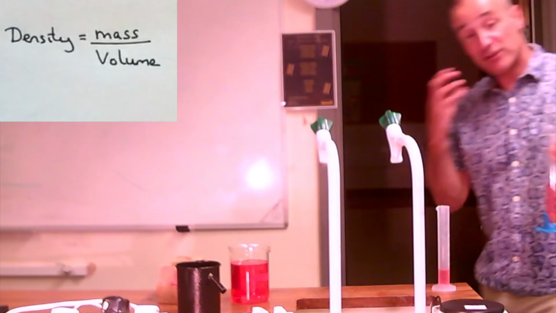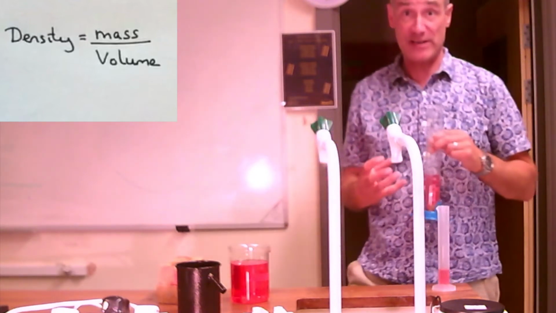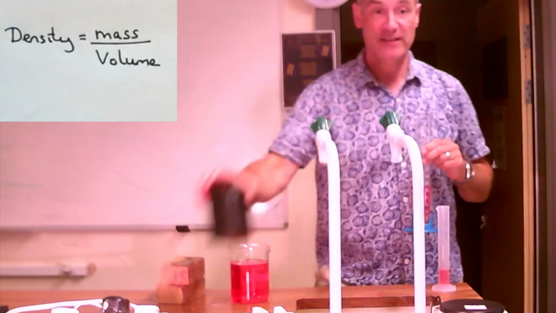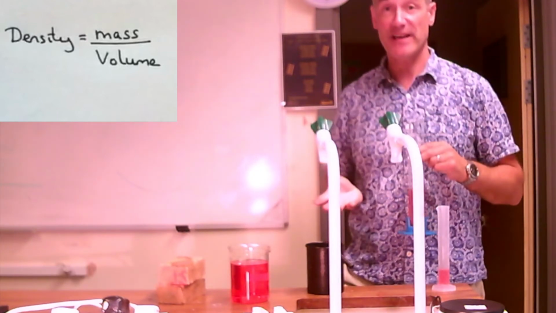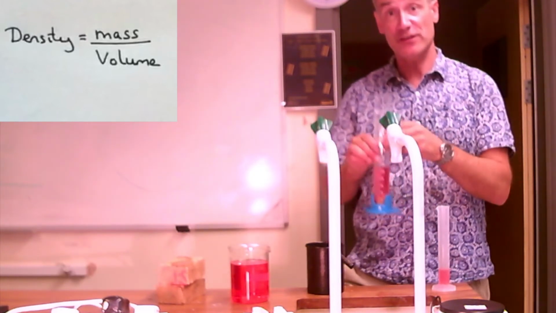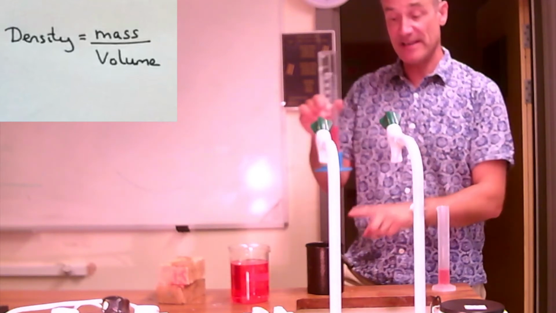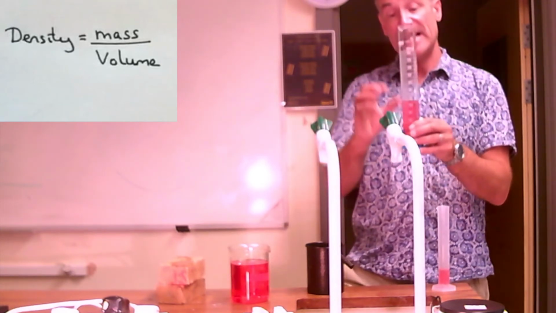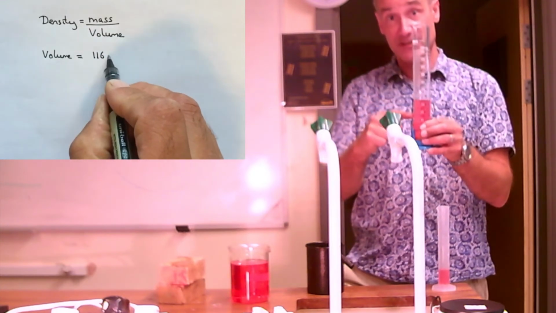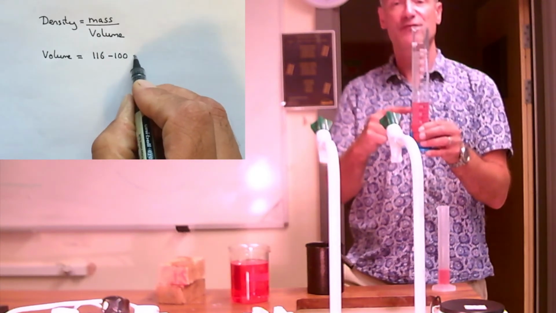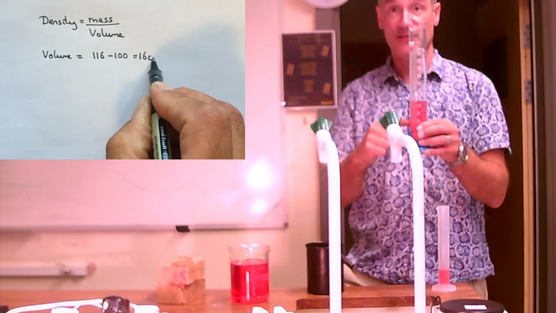So there are two different ways in which we can measure the volume. One is using the displacement can, one is using the measuring cylinder. Both are equally correct in your exam. Lots of students find this much easier to explain than this one, but what you need to say is the volume of the stone is the volume afterwards minus the volume before, which would be 116 minus 100, which is 16 centimetres cubed.